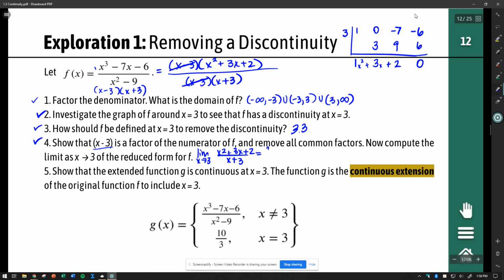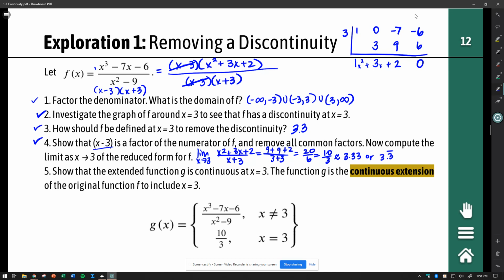We'd have 3 squared is 9, plus 3 times 3 is another 9, plus 2, over 3 plus 3. So that comes out to be 20 sixths, which is 10 thirds, which is approximately 3.333, or 3.3 repeating. So our guess of 3.3 by the graph was a pretty good guess.